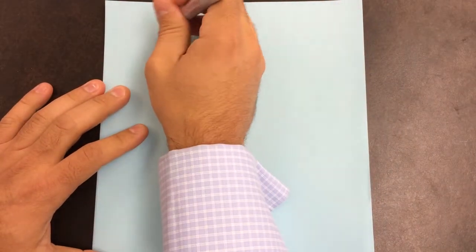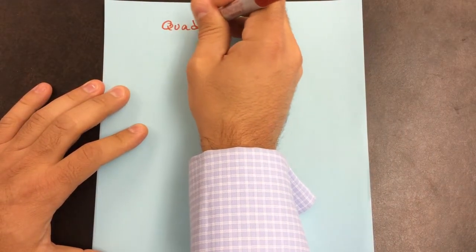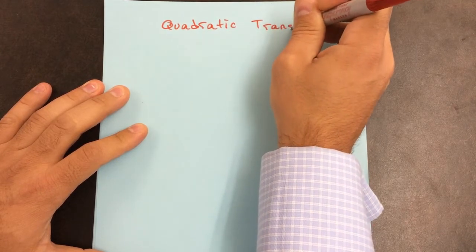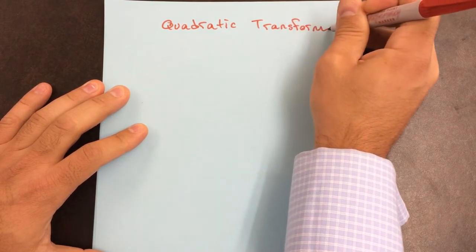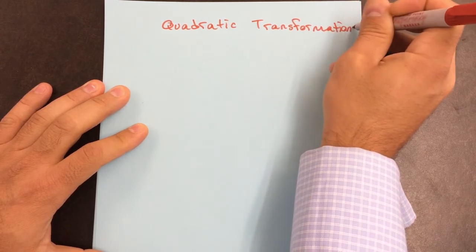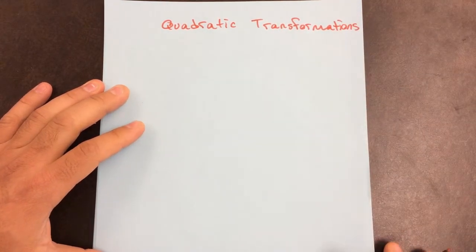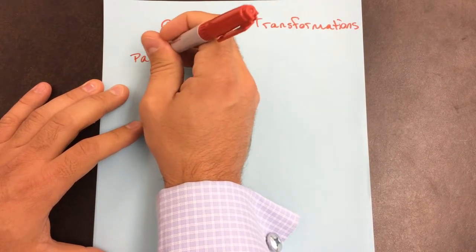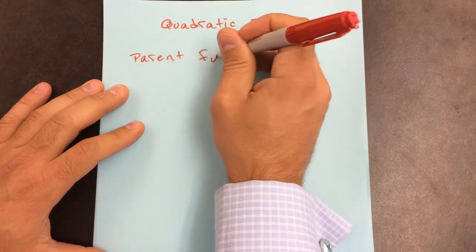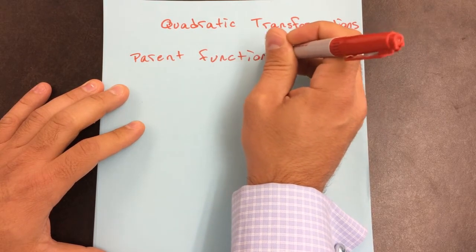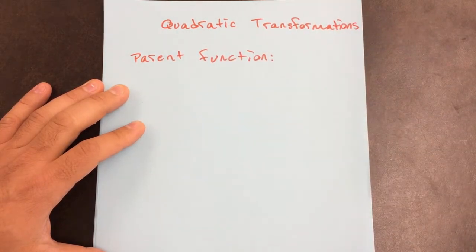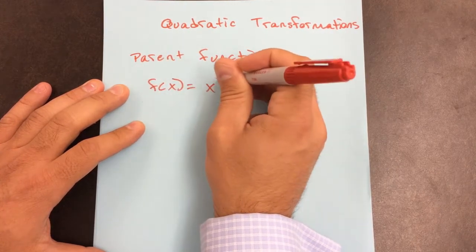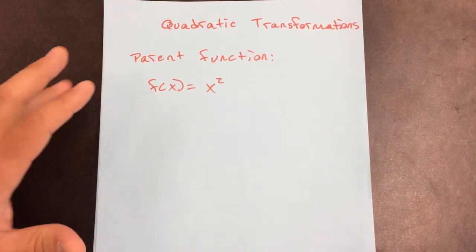Okay, today I'm going to talk about quadratic transformations. If you remember back to our absolute value transformations, this is like the same thing. So the first thing that we need is the parent function, which means the most basic version of a quadratic function. So the parent function is going to be f of x equals x squared.